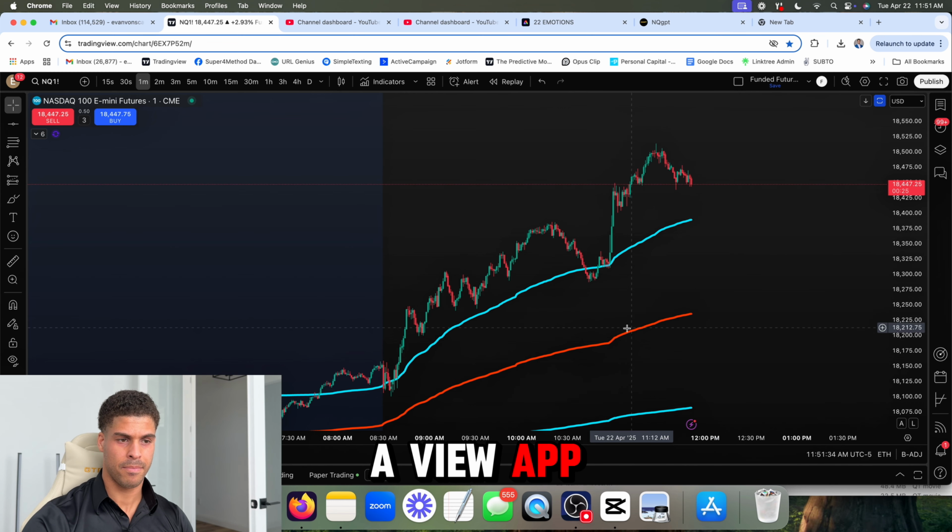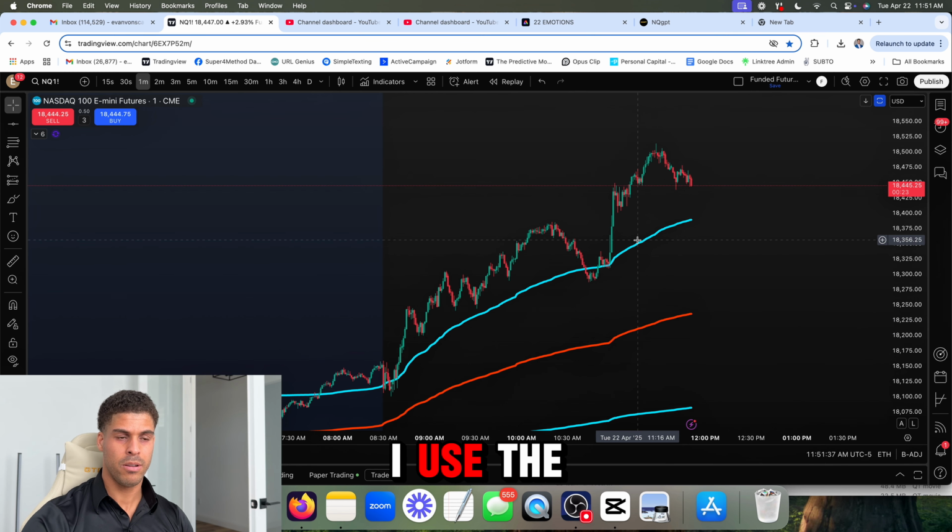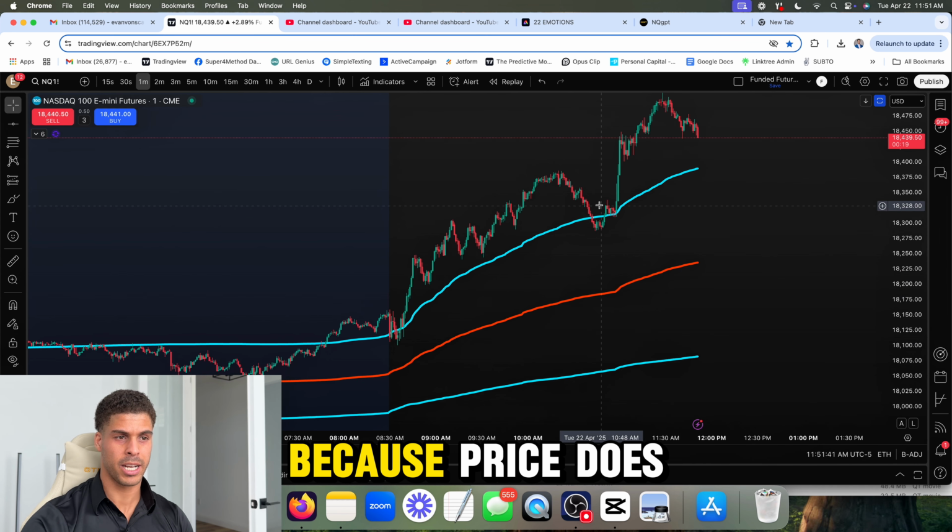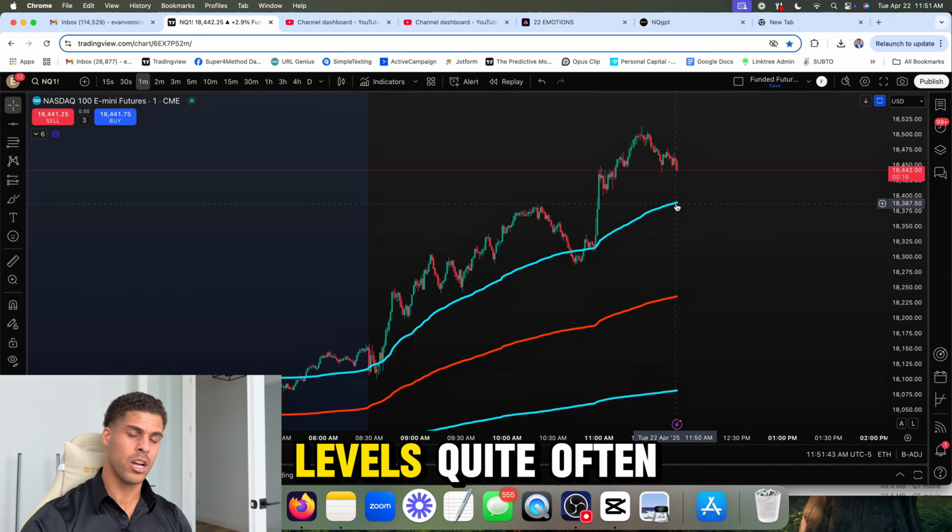Now, this is VWAP, that red line right here. I use the first deviation of VWAP, which is this blue line here and this blue line here, because price does dance at these levels quite often.